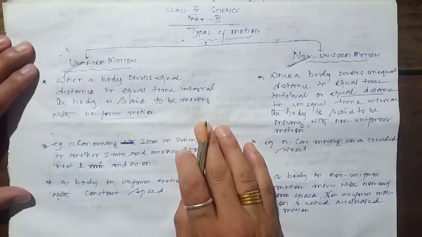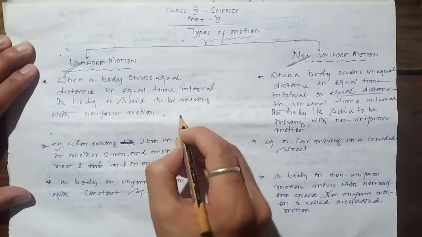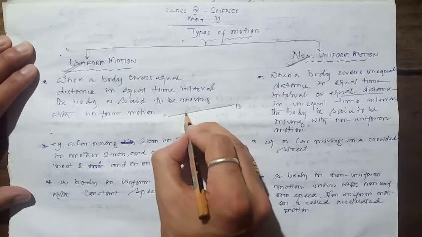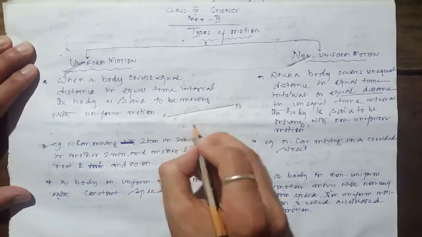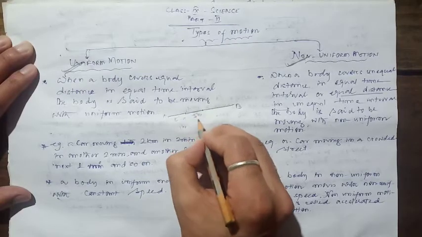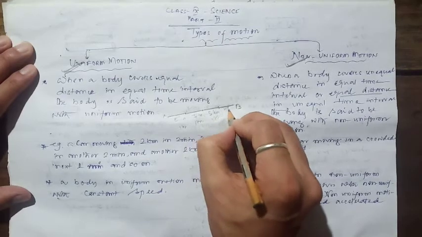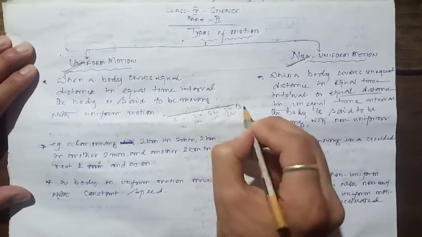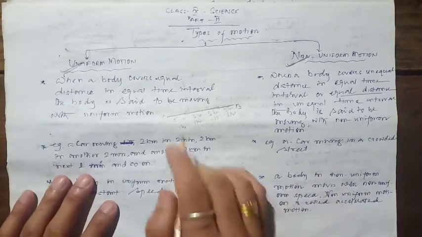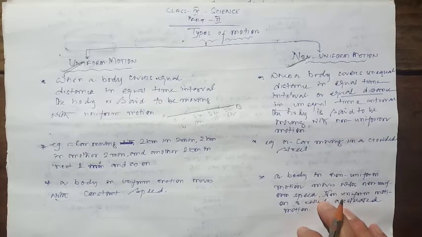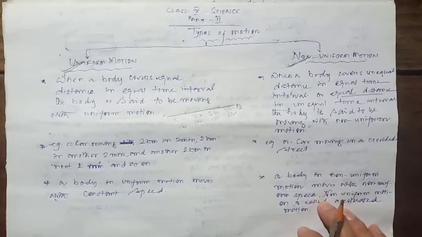Now, students, what is uniform motion? Let's take an example. Suppose I have a car moving from point A to B. The car covers a distance of 5 km in 1 hour. Next 5 km in 1 hour. Next 5 km in another 1 hour. And next 5 km in 1 hour. Students, you can see the car is covering a distance of 5 km every 1 hour. So it means the body is covering equal distance in equal time. 5 km, 5 km, 5 km, 1 hour, 1 hour, 1 hour. So equal distance in equal time intervals.